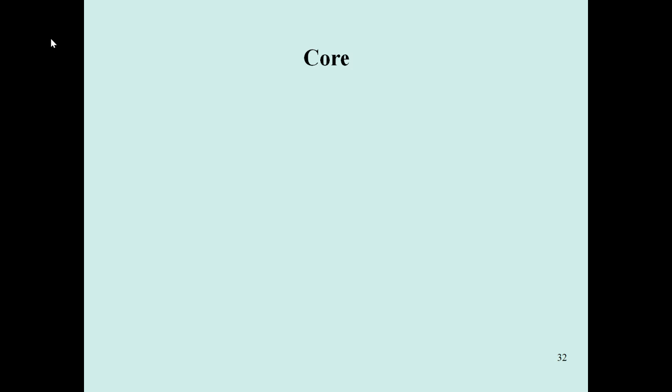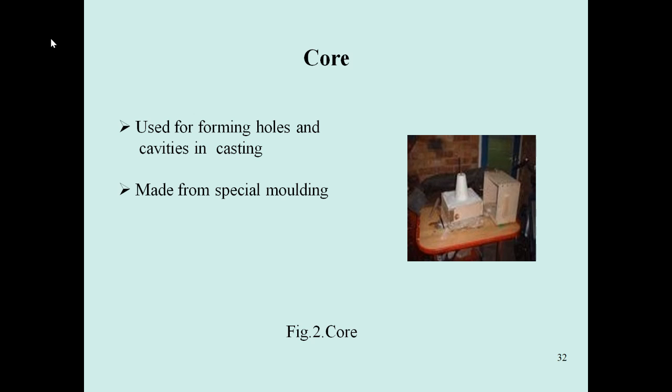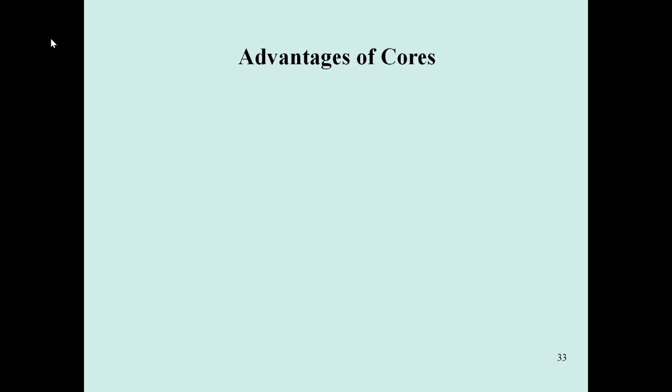So the next topic is a core. You can see what a core is. A core is used for forming holes and cavities in casting. It is made from special molding sand and baked in an oven.